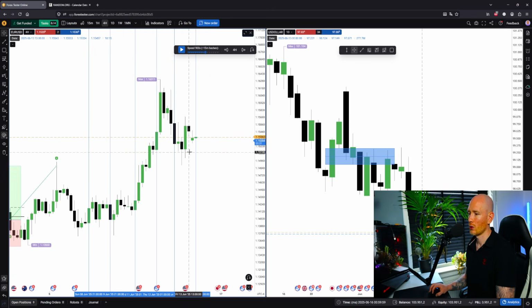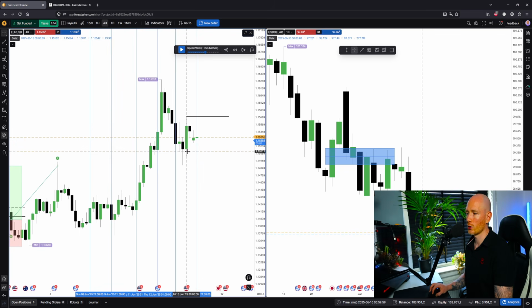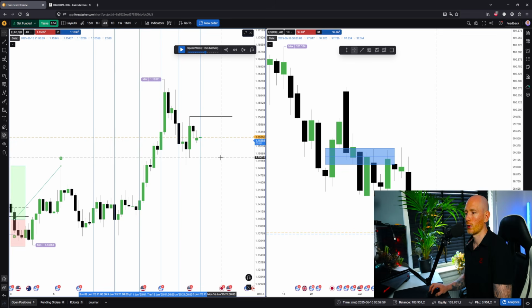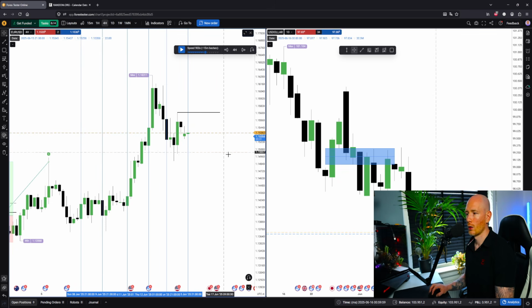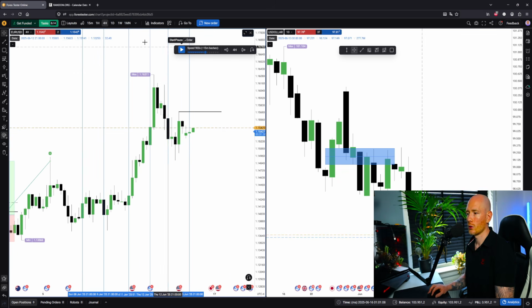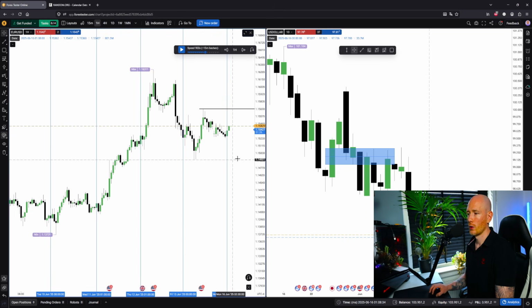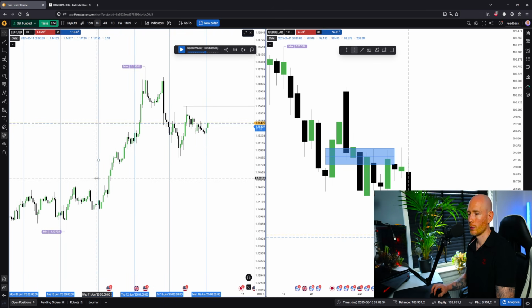Not yet. Not yet. If we want to go on sell side of the curve, we want to see this high get raided, and then we want to see it close below this candle, this one. Then we should have an indication we're going to go lower. Let's just let this play out for a bit, and waiting for information is crucial.